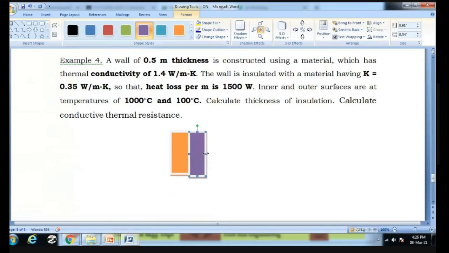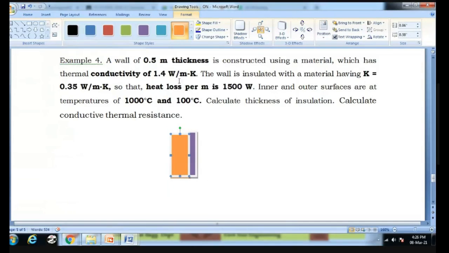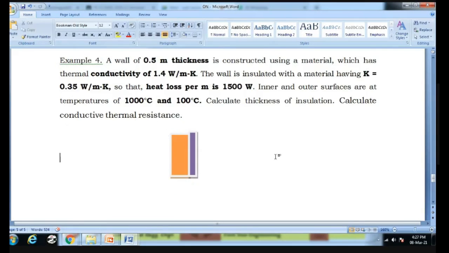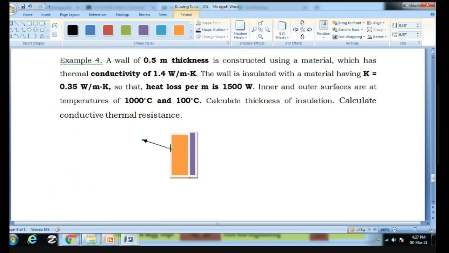This is the wall. Okay. अभी ये जो पहला वॉल है इसका थिकनेस क्या है? This is 1.4. दूसरा वॉल का थिकनेस क्या है? 0.3. Okay. So you see there are two different temperatures here. Okay. What you can see here.